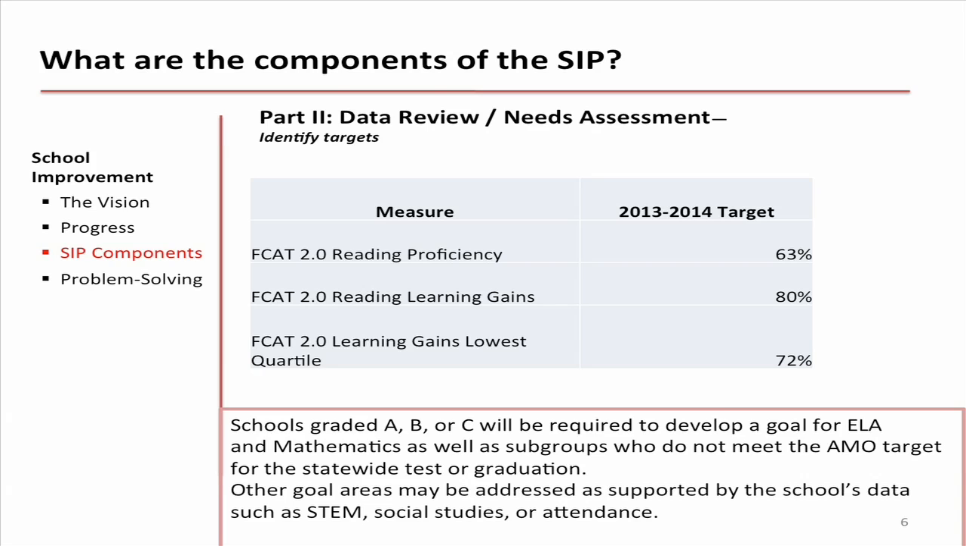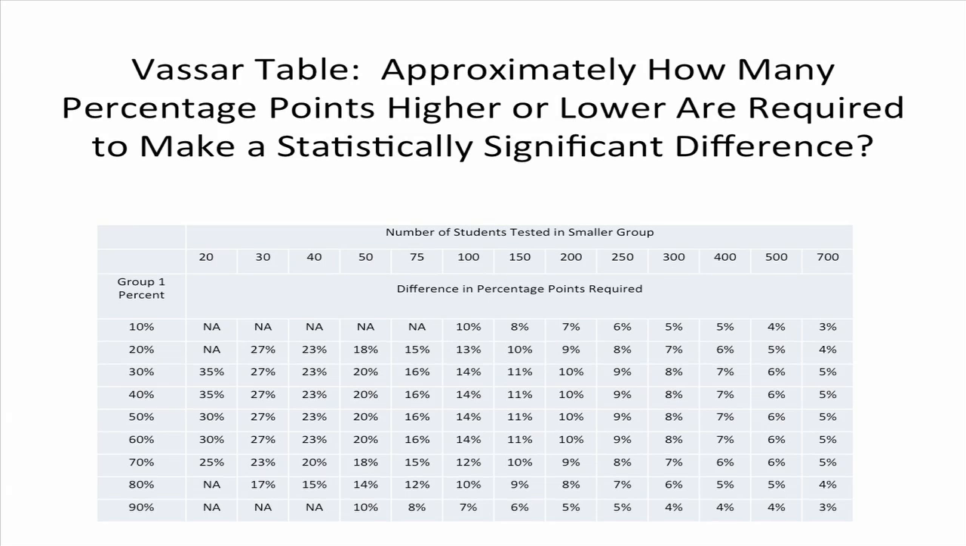Other goal areas may be addressed as supported by the school's data, such as STEM, social studies, or attendance. Many times, schools will ask how to identify a target that will generate a statistically significant difference. That is, how can a target be identified that is not too easy, but yet not impossible to achieve? This FASR table can provide assistance.